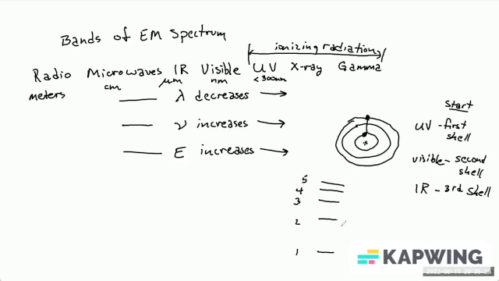An ultraviolet wave will have enough energy to get from here up to a higher shell. Visible light can't do that. Visible light will let us start here in the second shell and get up to another shell. And infrared will let us start in the third shell and get up to a higher shell.